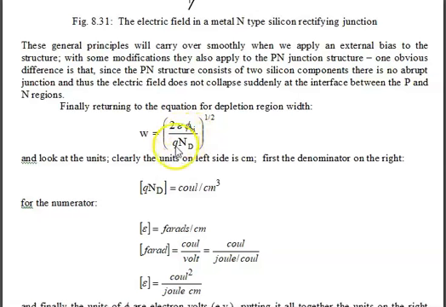Take a look at the first term in the denominator, Q and D. If it was just N_D, it would be numbers per cubic centimeter. Q N_D is coulombs, Q being electronic charge. So this term right here, Q N_D, is coulombs per cubic centimeter. Okay, now let's tackle the numerator.